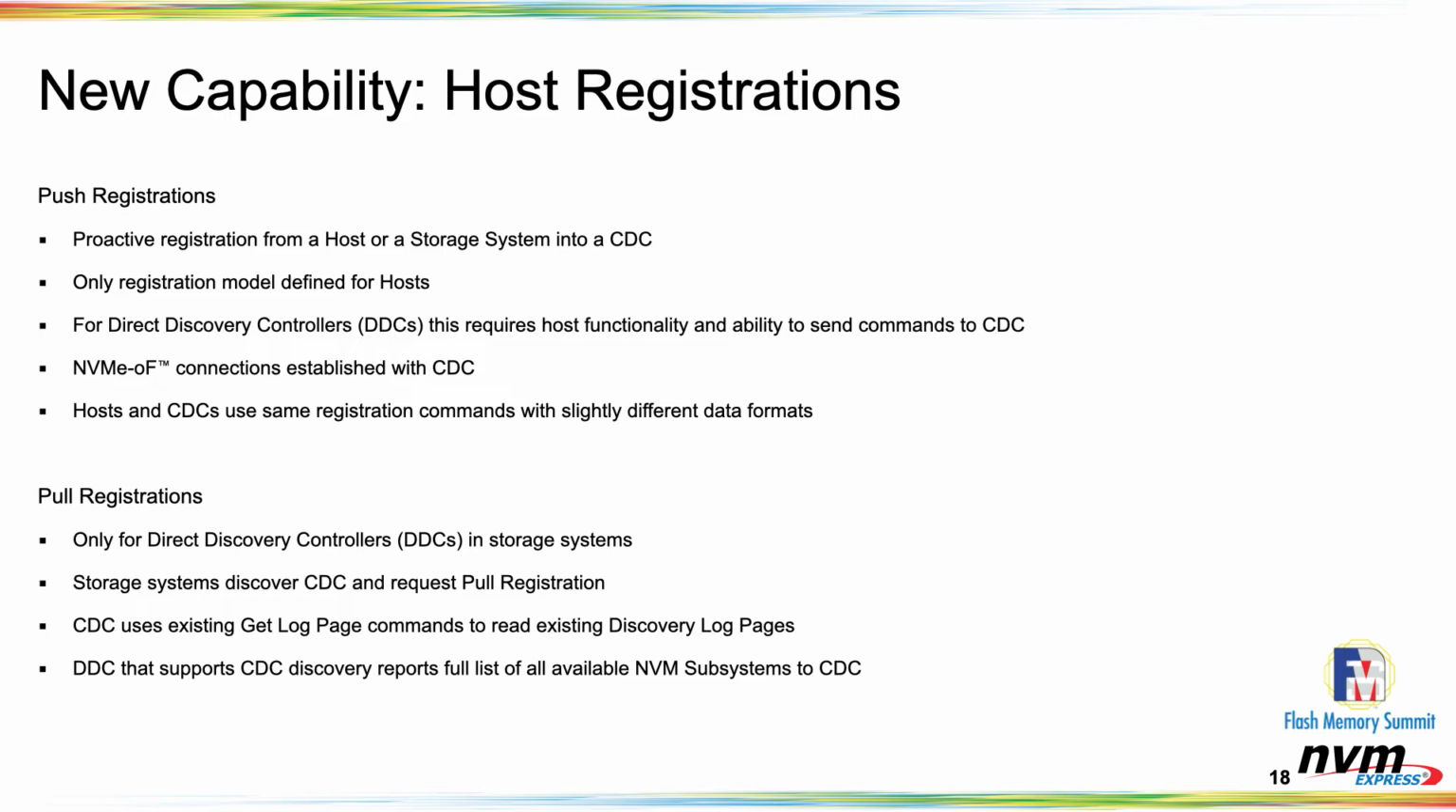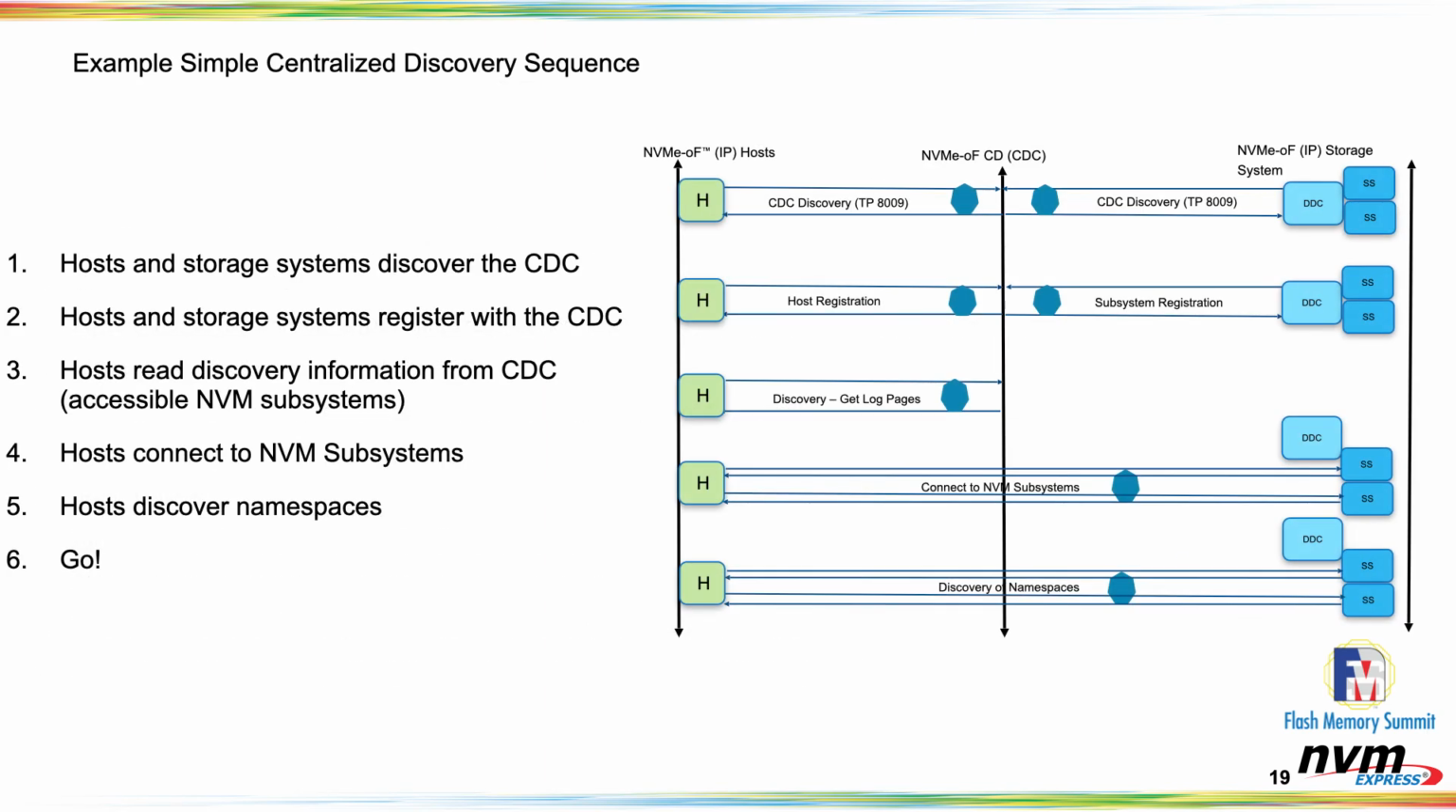We also created a mechanism called pull registrations. This is only for the centralized discovery controllers. When you hook up a storage system, it will register with the system and request that it wants to use pull registrations, and then the centralized discovery controller uses get log pages and pulls all the information out of the systems. Here's an example, a simple centralized discovery sequence.